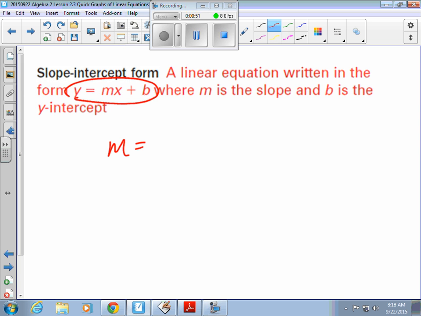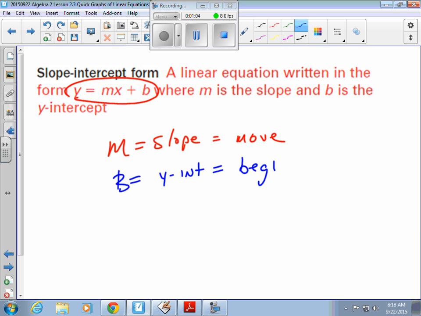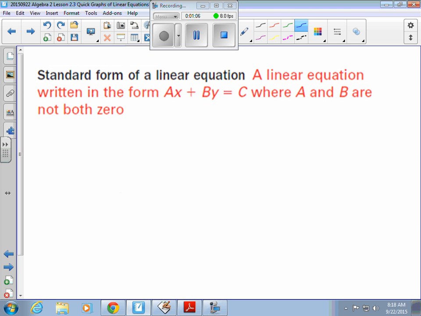M is your slope. It tells you rise over run, or it tells you where to move. It's your directions. B is your y-intercept. It tells you where to begin. M tells you where to move. B tells you where to begin.